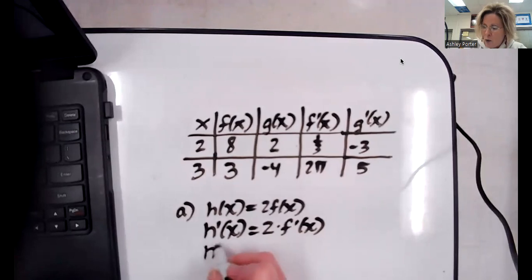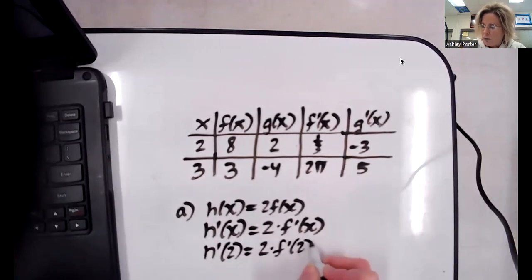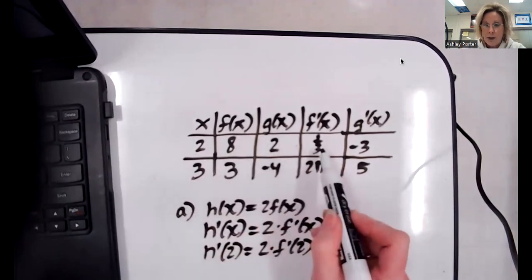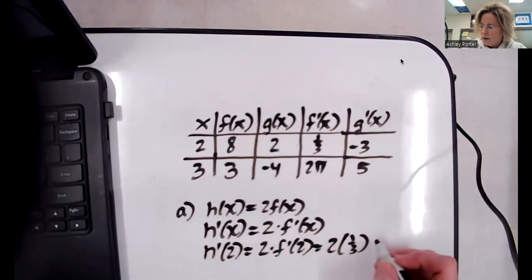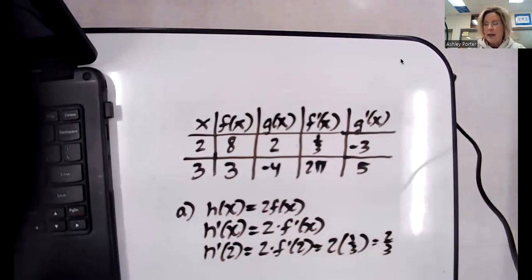All right, so if I want h prime of 2, I need to do 2 times f prime of 2. That's 2 times. F prime of 2 from the table is a third. So I have 2/3. Now, let's look at problem C.